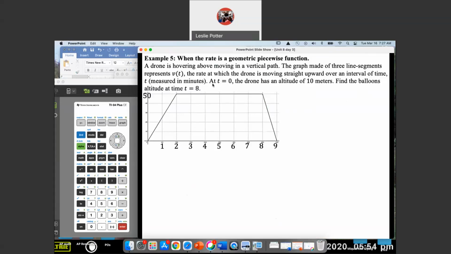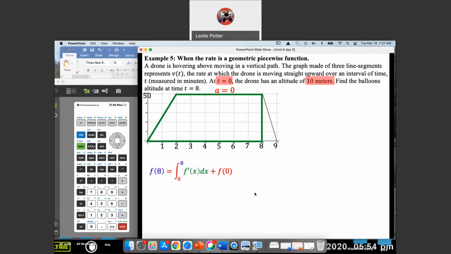T is measured in minutes. At time t equals 0, the drone has an altitude of 10 meters. So those are A and F of A. It says find the drone's altitude at time t equals 8. Just like the table in the last question, where we didn't use all of the components for the sum because we were only going from 2 to 9, this one we're only going from 0 to 8. So we are going to accumulate the rate, which is v of t, from 0 to 8, and then add on our initial elevation, which is 10 meters.